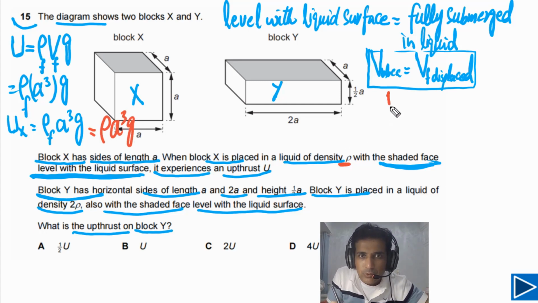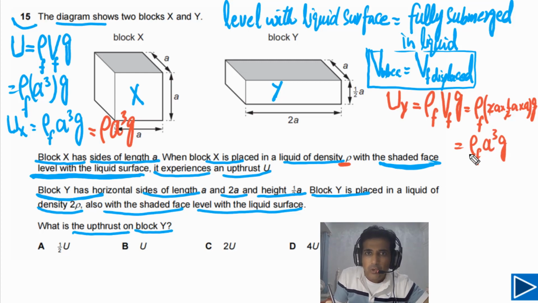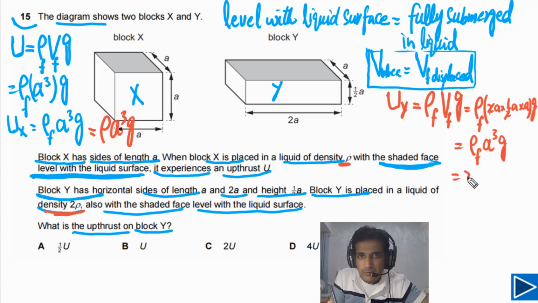Now let's find the value of Uy, meaning the upthrust on block Y. We have to take density of fluid times volume of fluid displaced times g. In this case, the volume of fluid displaced is equal to the volume of block Y, which is 2A times 1/2 A times A, multiplied with g. So these two we can cancel with these two. So we are left with density of fluid times A cube times g. For block Y, the density of the fluid is 2 rho. So we can replace density of fluid with 2 rho. So we can say 2 rho times A cube times g.